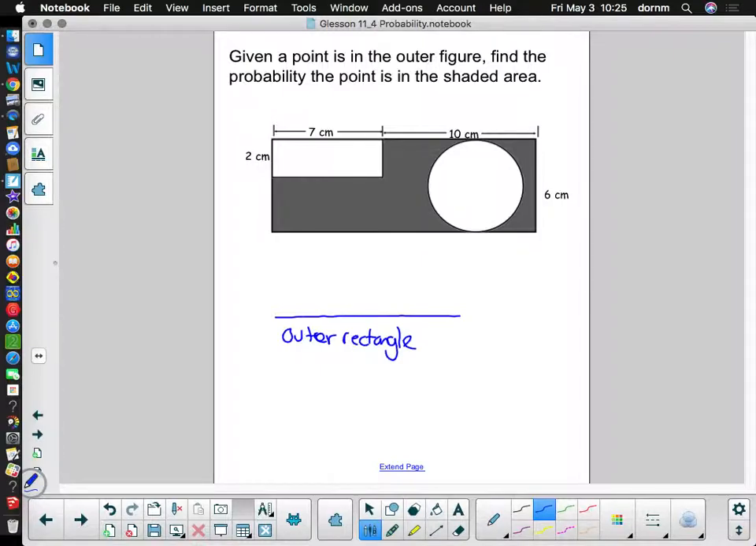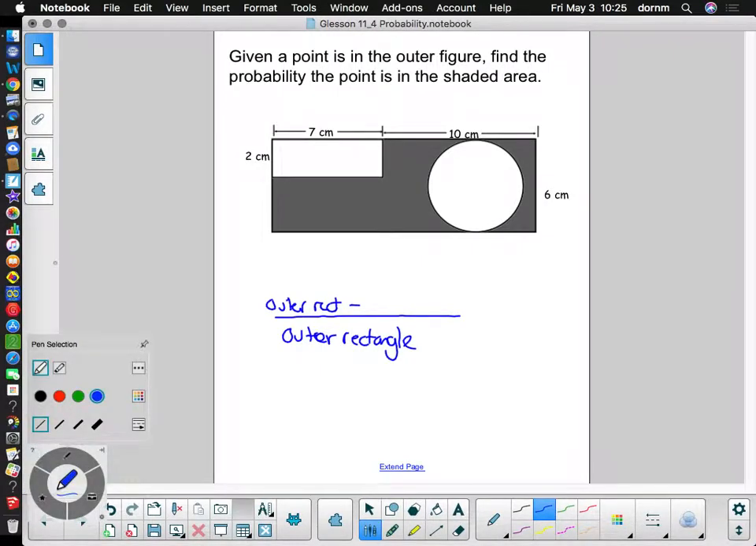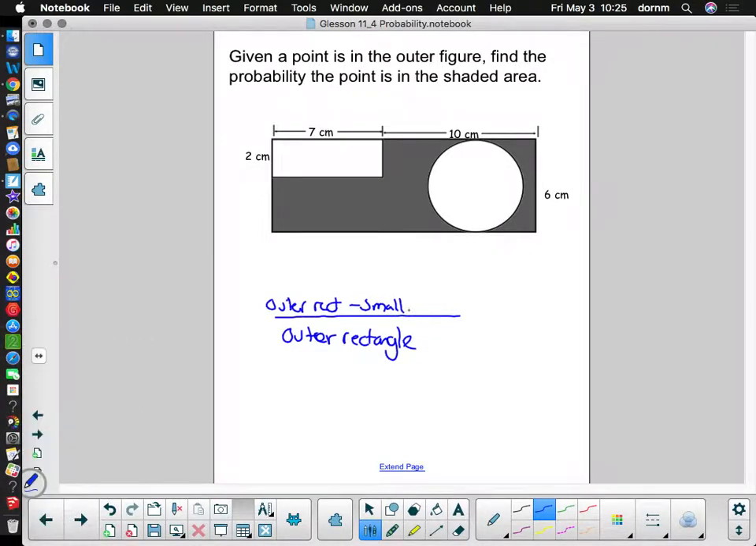Okay, the shaded area, I'm going to take the whole outer area here, the outer rectangle, minus what? What are we taking away from that area? The small rectangle, minus what else? The circle. Okay? So this gives me a plan on what I need to calculate. So before I start crunching numbers, I have a plan. I know where I'm going.